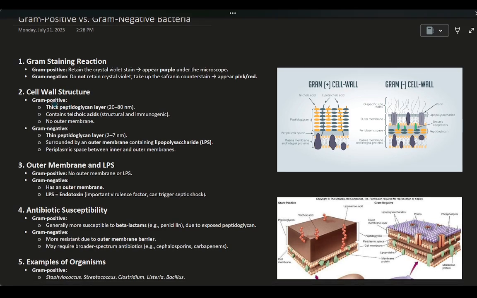Another important difference pertains to the cell wall structure. Gram-positive bacteria have a cell wall that consists of a thick peptidoglycan layer, and this will contain what are called teichoic acids. These happen to be structural and immunogenic. There's also no outer membrane.